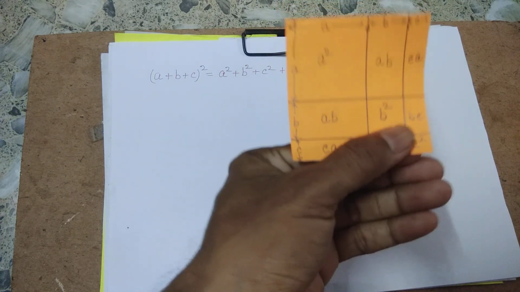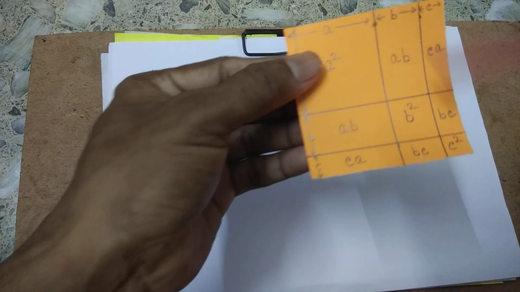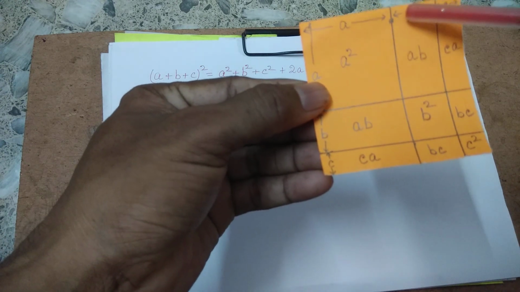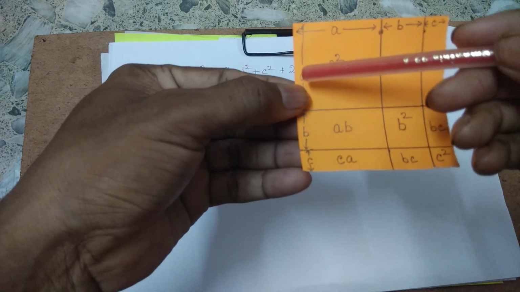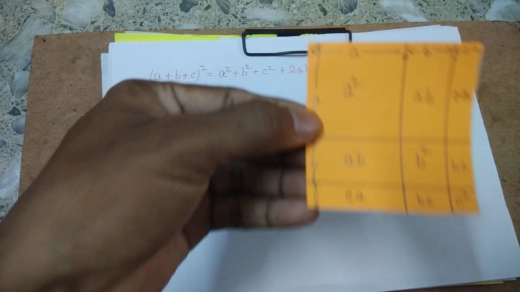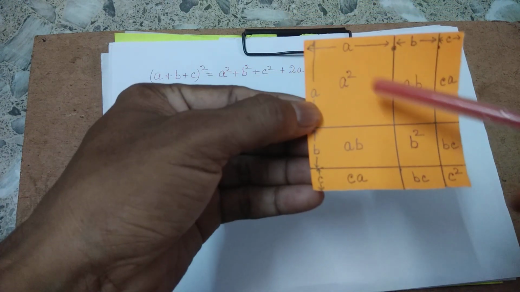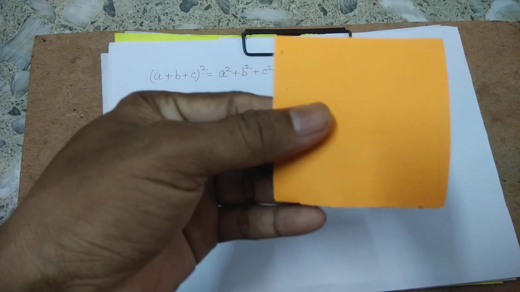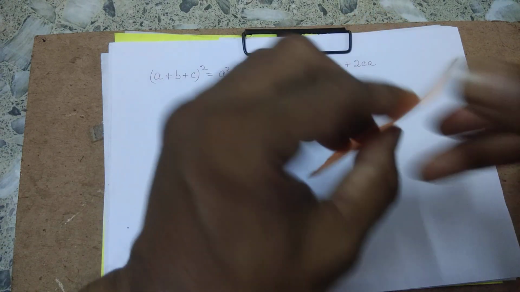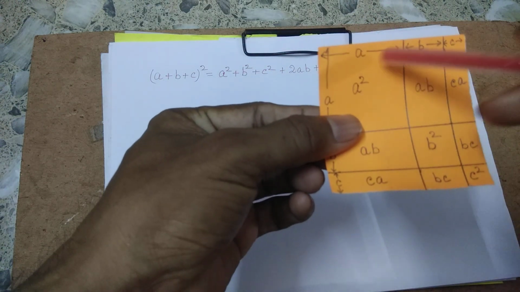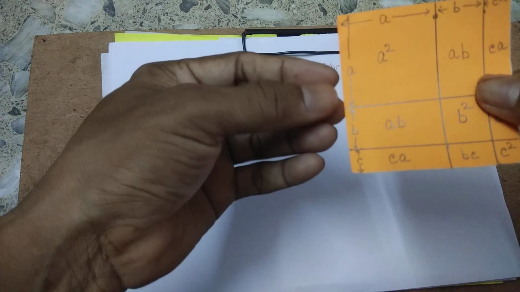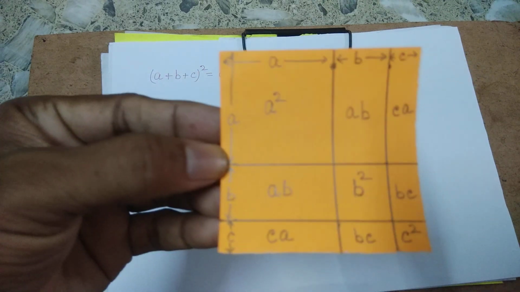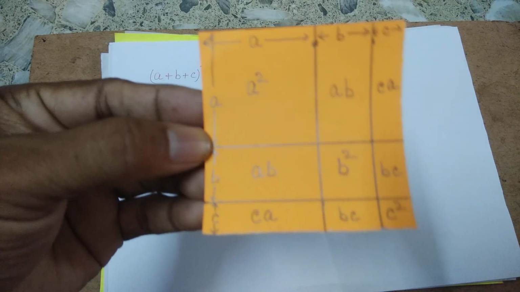Therefore, you can say that the area of this paper is length into breadth. Here you see the length is a plus b plus c, and breadth is also a plus b plus c. Therefore, the area of this paper is (a plus b plus c) whole square.